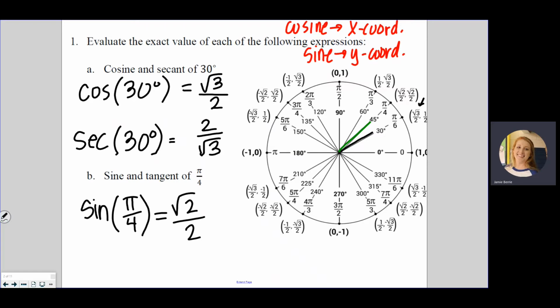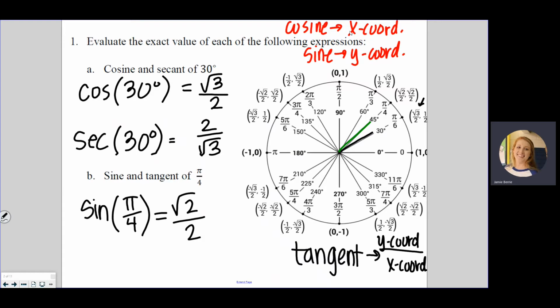All right, but let's talk about tangent. We didn't say what tangent represented. We said cosine represented the x-coordinate, sine represented the y-coordinate. Tangent also has a special representation on the unit circle. So tangent is the y-coordinate divided by the x-coordinate. All right, so the y-coordinate over the x-coordinate.